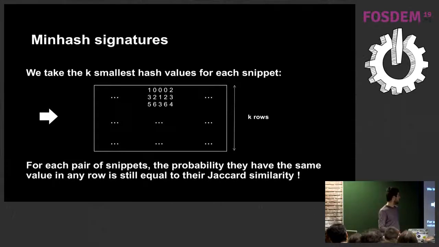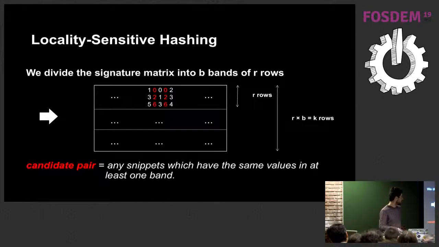From this, we're going to cut our matrix into B bands of rows, and we're going to call candidate pair any two files which hold the same value in at least one band. We're now going to calculate quickly, don't worry, the probability of two snippets being a candidate pair.